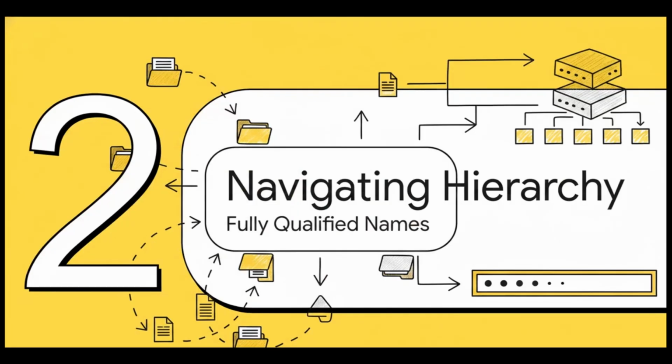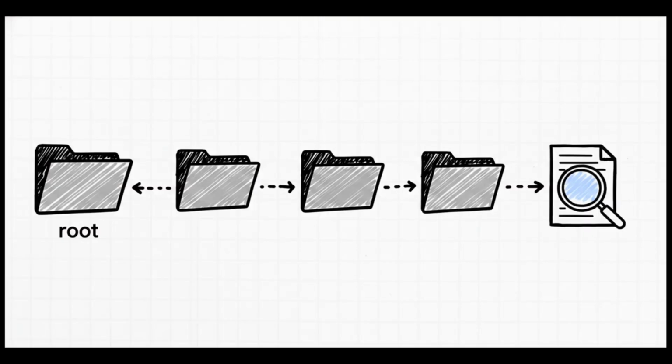Moving right along to part 2, navigating the hierarchy. Now, every single type in .NET has what we call a fully qualified name. Basically, you use dot notation to map out the full namespace path plus the type name. Fun fact, even the standard types you use every single day like string and int are actually fully qualified as system.string and system.int32 right under the hood.